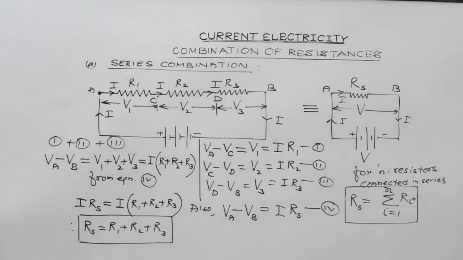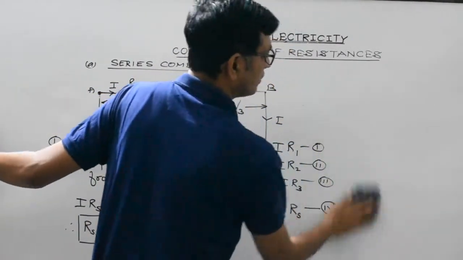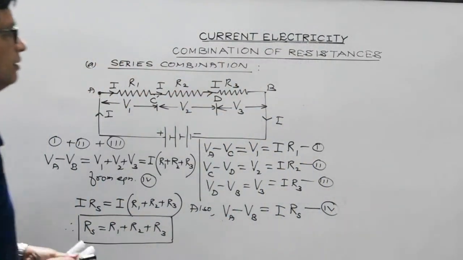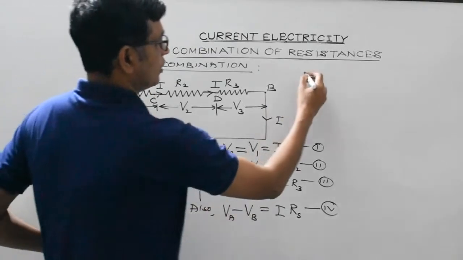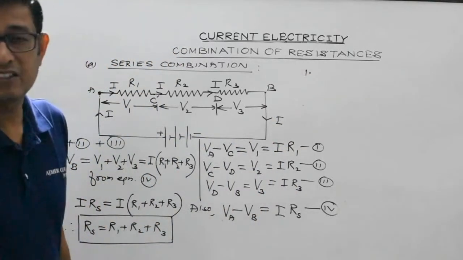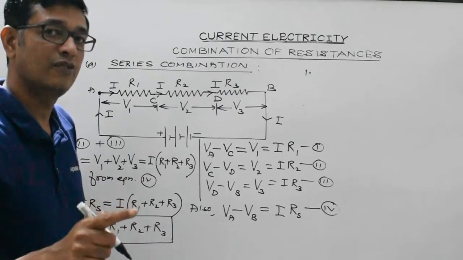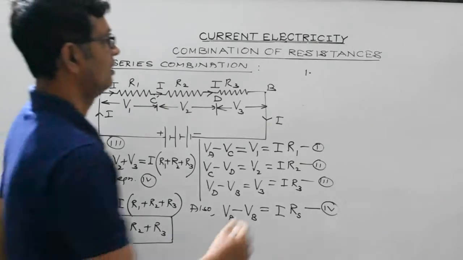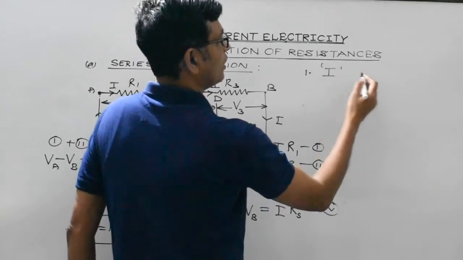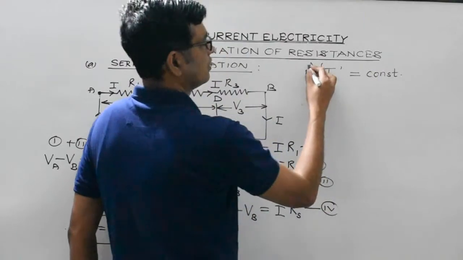Now we need to discuss some very important points which are applicable in the series grouping. So let's discuss those points first. Okay, let's talk about the first point. Let's recapitulate this entire topic. So the first point is, students please remember, in series grouping, the rate of flow of charge, which is the current flowing across each of the resistors, must be constant. So current flowing across each of the resistors must be constant. This is the first point.